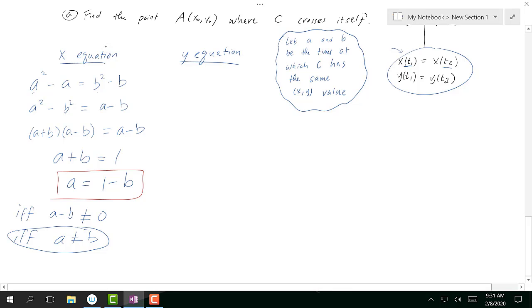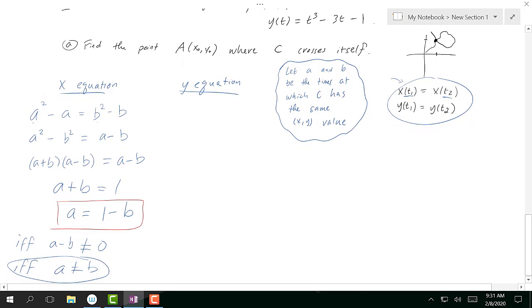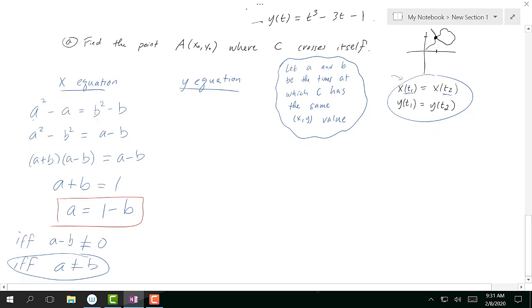Okay, now we're going to do the same exact thing for the y equation. So I'll pull this up just a little bit so you can see it. We're going to take this y equation right here, plug in a on the left-hand side and b on the right-hand side, and see what we can do.